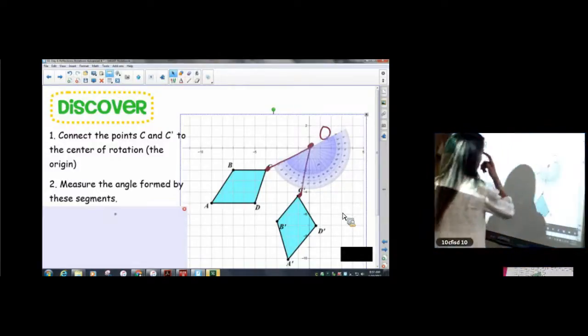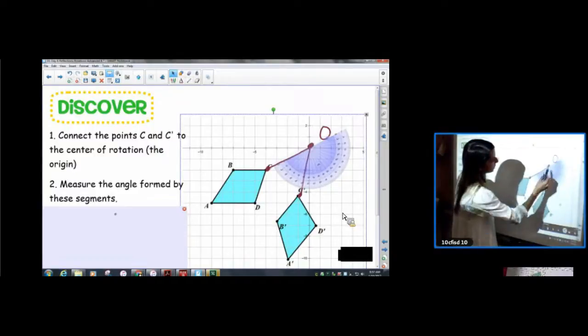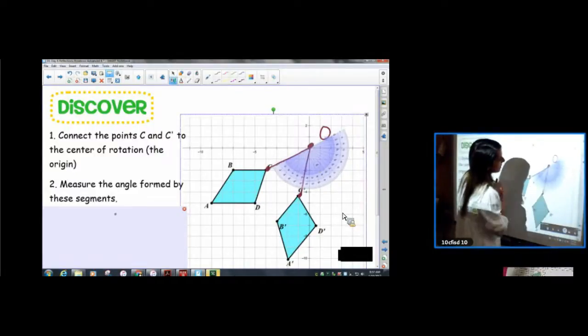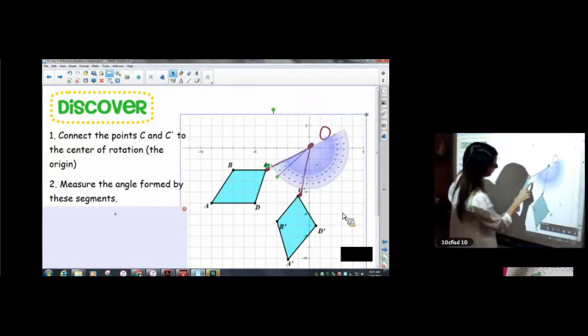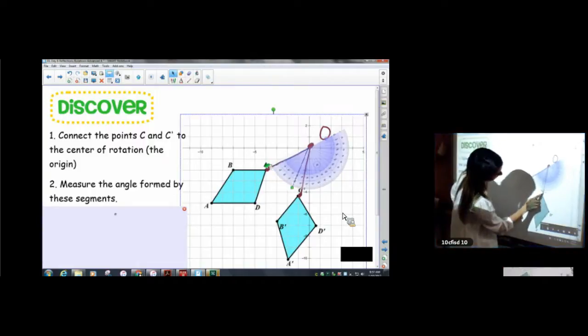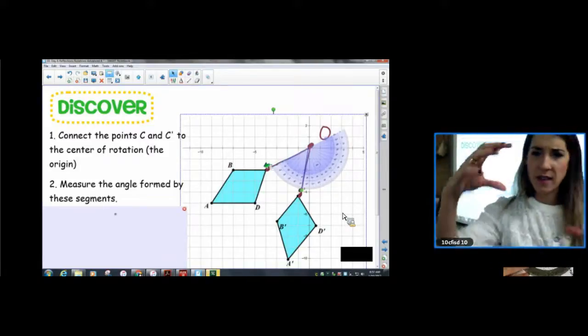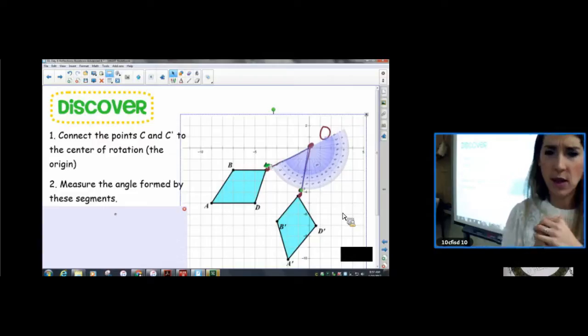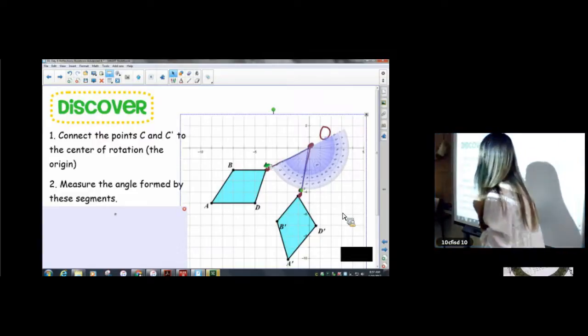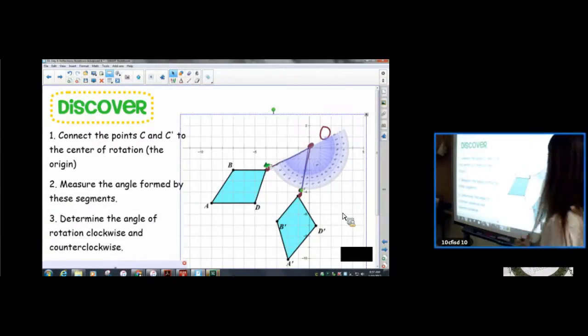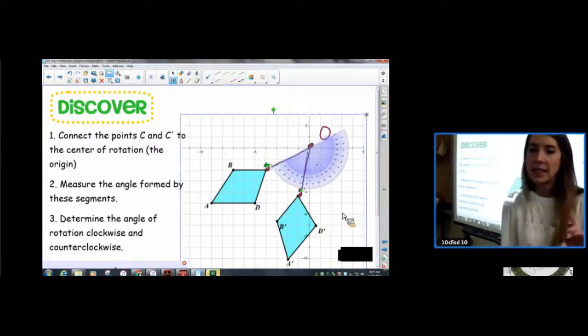Yep. So you want to make sure you put your protractor's middle on the center of rotation. And then you can measure. You can't even really see my numbers on there, but I'm getting 50 degrees as well. You can put it the other way, which is probably what you did with your protractor there. All right, let's go ahead and write down the degree of rotation counterclockwise and clockwise.